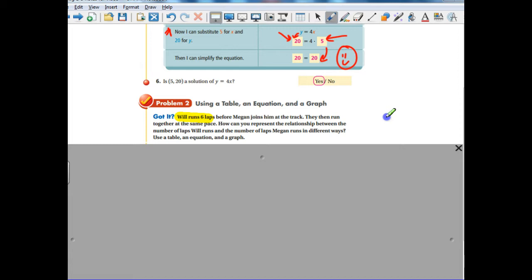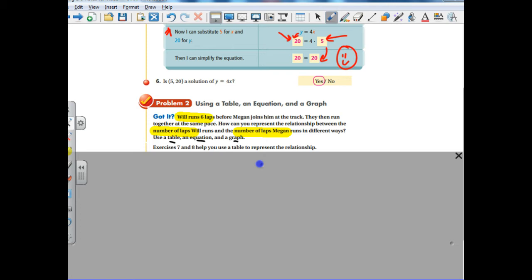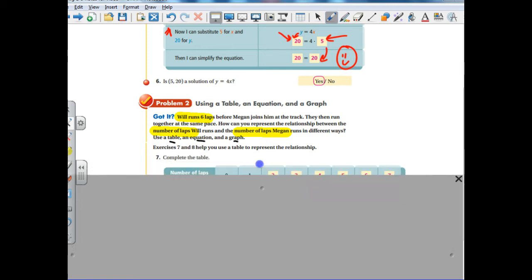How can you represent the relationship between the number of laps that Will runs and the number of laps that Megan runs? How can you do that in different ways? What we're going to do here is follow these instructions. We are going to use a table, an equation, and a graph to represent that situation. Let's begin with the table.